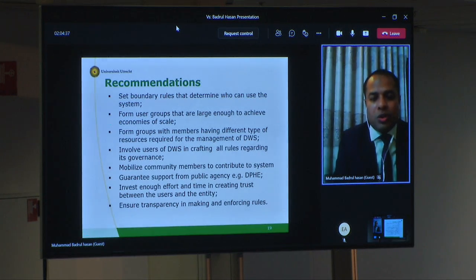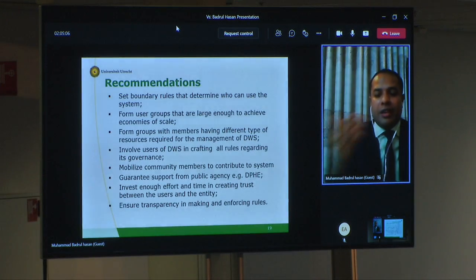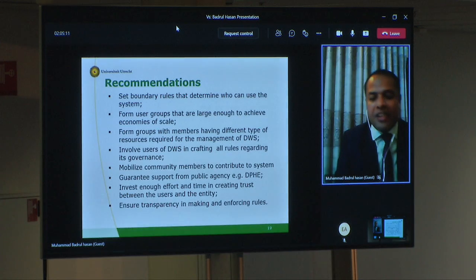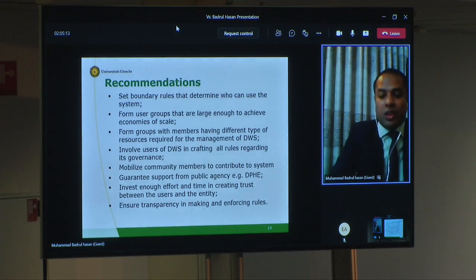Also they should think to involve the users of the drinking water system in devising all rules regarding its governance. And they should also focus on mobilizing the community members to contribute to the system. Finally, they should also invest lots of time and effort to build up the trust between the drinking water system users and the officials of the public agency. They should also guarantee the support from external entity to the community so that they can operate and maintain the resources by themselves. And finally, they should also ensure the transparency in making and enforcing the rules.